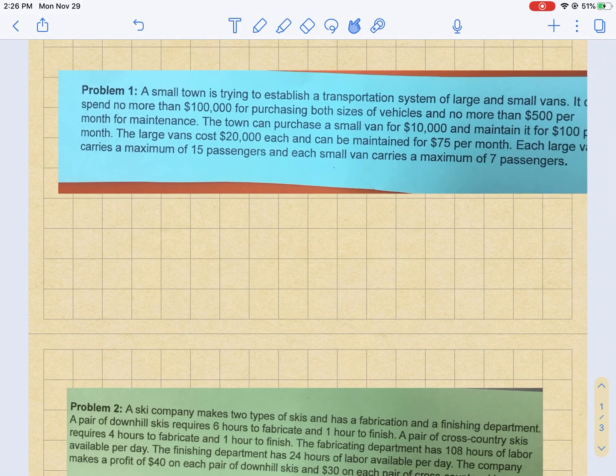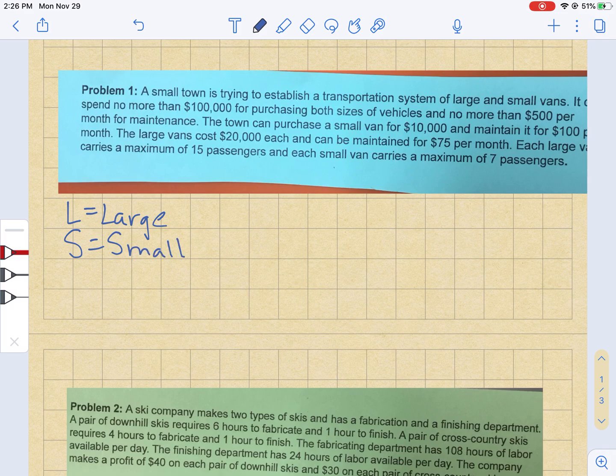The next one has to do with vans. A small town is trying to establish a transportation system of large and small vans. So once again, we can make our large or we can have small. Now what do we have here? We can spend no more than $100,000 purchasing. So we have a constraint, which is purchasing. And no more than $500 for maintenance. The town can purchase a small van for $10,000 and maintain it for $100. The large van costs $20,000, can maintain for $75.